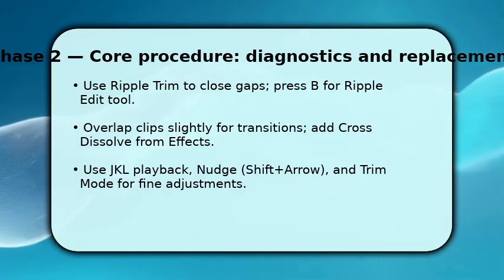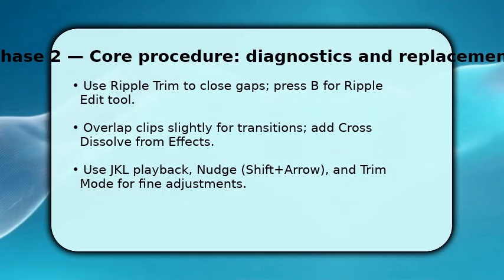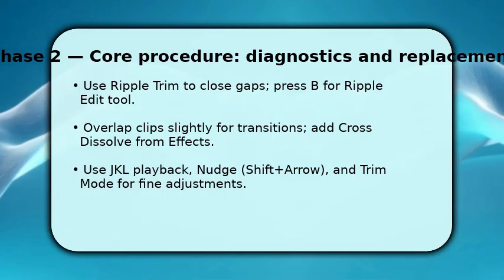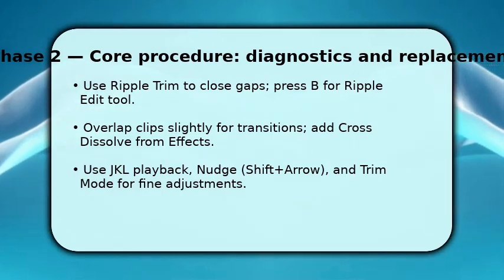Use JKL to shuttle through frames and nudge selected clips with Shift plus arrow for frame-accurate placement. Make sure you leave handles, extra frames, for transitions. Otherwise, Premiere can't create dissolves.